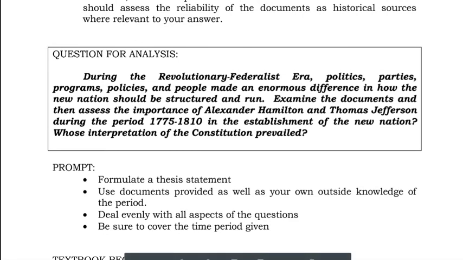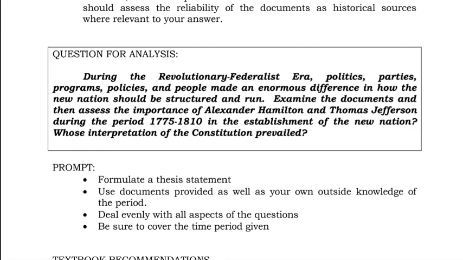During the Revolutionary Federalist era, politics, parties, programs, policies, and people. It's a lot of P's. How's that for alliteration? Made an enormous difference in how the new nation should be structured and run. Examine the documents and then assess the importance of Alexander Hamilton and Thomas Jefferson during the period 1775 to 1810 in the establishment of the new nation. Whose interpretation of the Constitution prevailed?